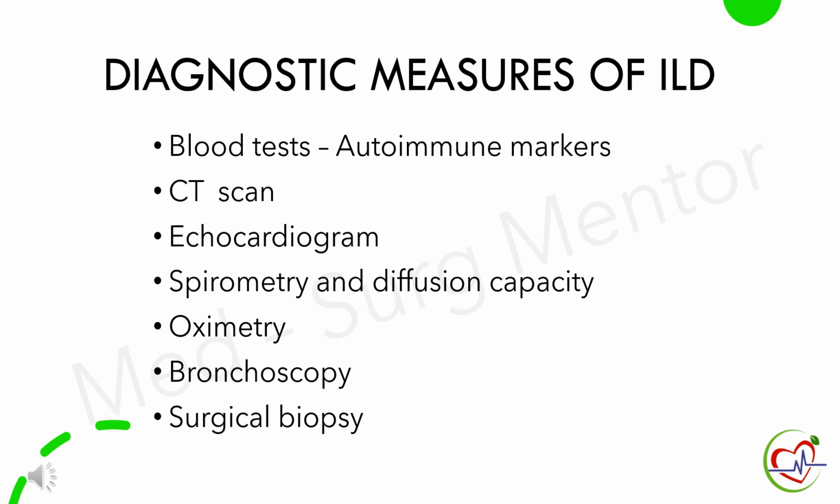Important diagnostic measures done to rule out interstitial lung disease are blood tests such as autoimmune markers, CT scan, echocardiogram, spirometry and diffusion capacity, oximetry, bronchoscopy, and surgical biopsy.